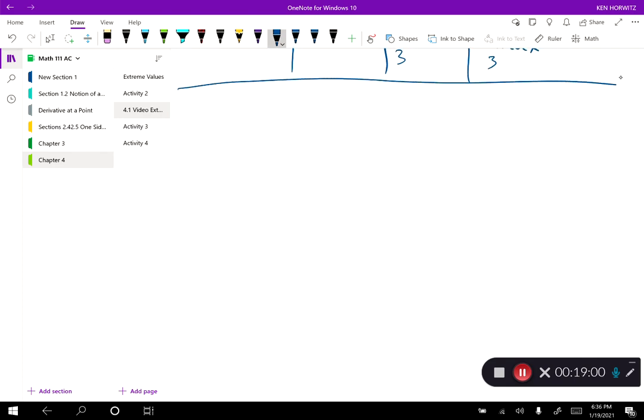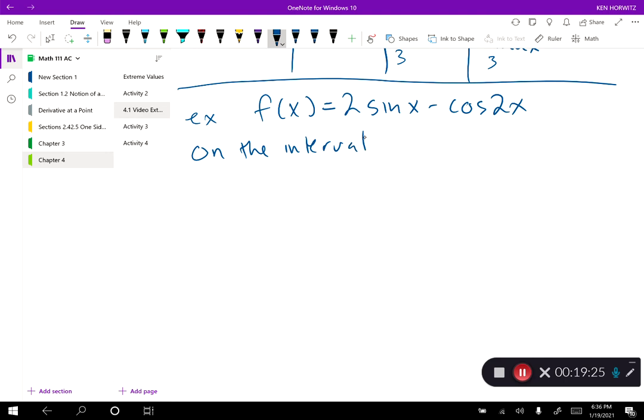It just wouldn't be me without stepping it up just a little bit. So let's step it up a notch. I'm going to give you a slightly harder function: 2 sine x minus cosine 2x on the interval (0 to 2 pi). So the first thing we need to do is find our critical values. So what I want you to do is pause the video, quickly do the derivative, then come on back and we'll continue from here.